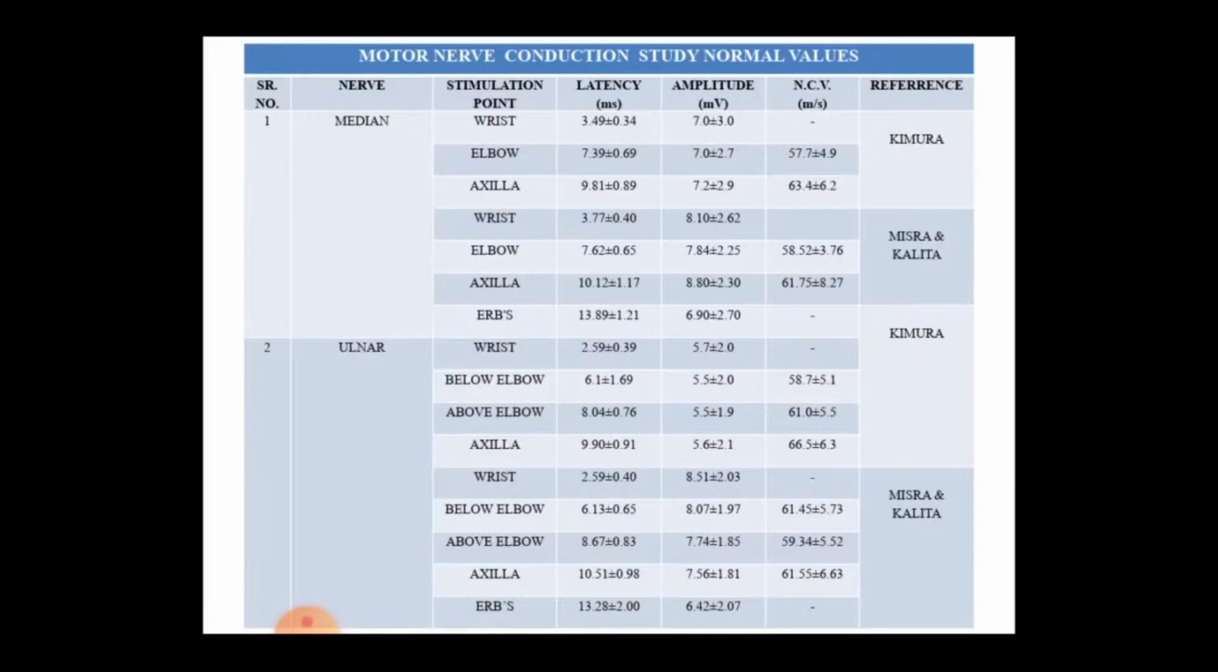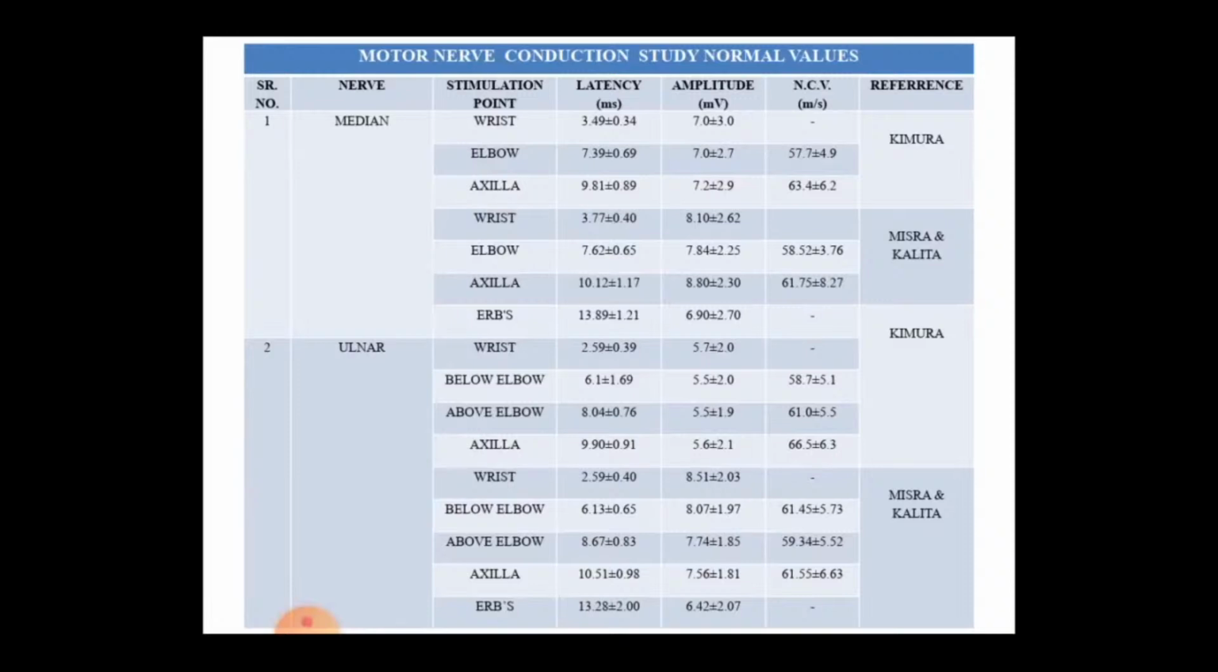Now conduction velocity, NCV, is calculated from latency only, obviously as per the formula. If the latency is more, demyelinating changes are there. In the formula of NCV, latency is the denominator, so there will be an inverse relationship. So more latency is suggestive of demyelination, and less NCV is suggestive of demyelination as per the formula.